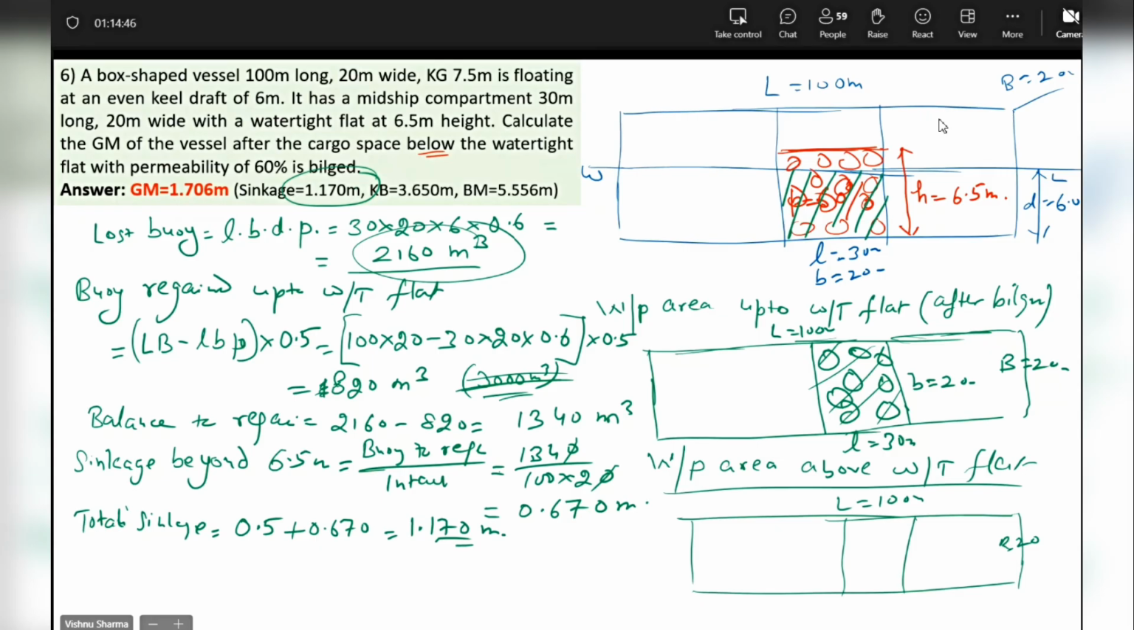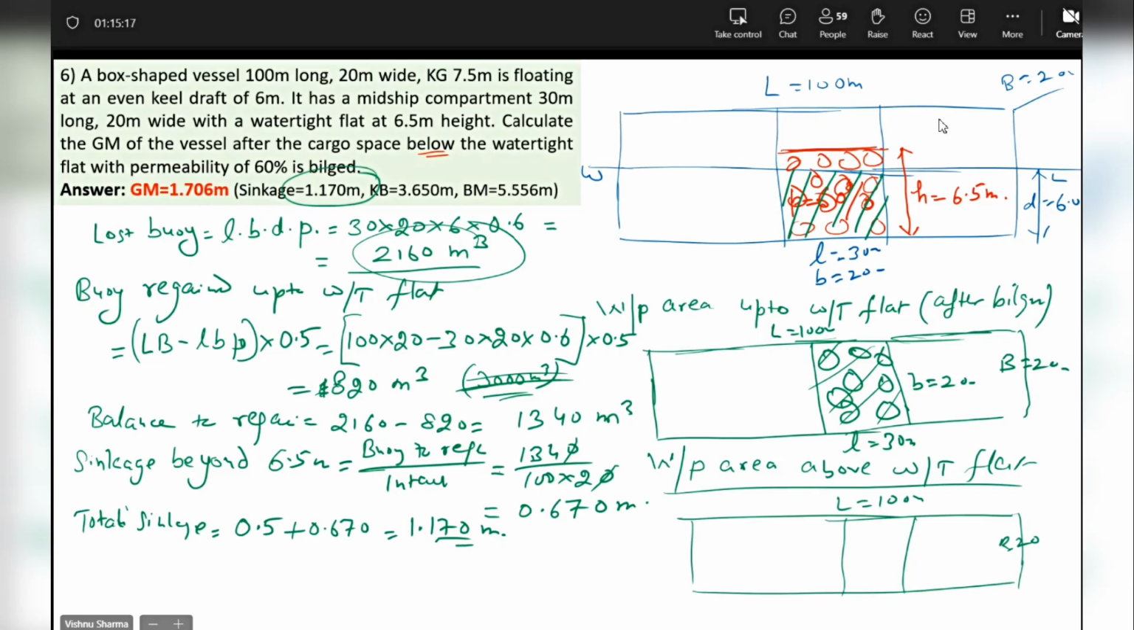And how much do I need to regain beyond that? That is the balance, 2160 minus 820. So 1340 is what I need to regain above the flat. Now above the flat, the full water plane is intact. There is no loss of water plane above the flat, right? Yes, so full is intact. So I divide by the full intact water plane and I get the sinkage after 6.5 meters. Sinkage after the watertight flat.